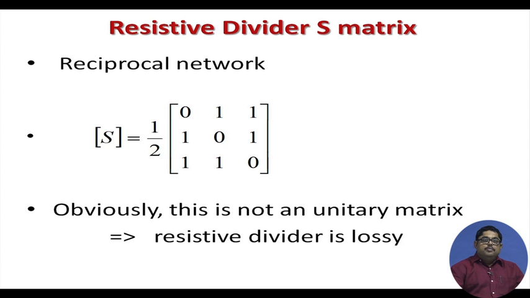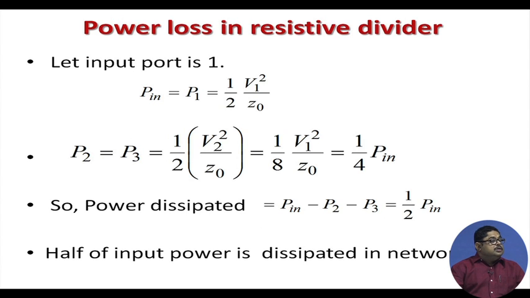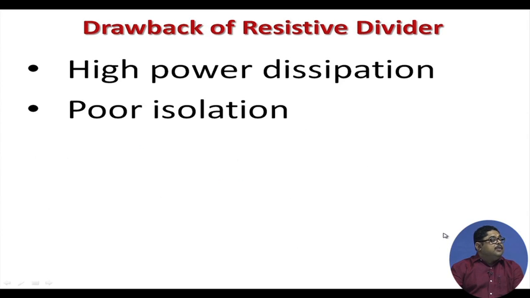Its isolation is poor, it has loss. Now, how much power is lost in the resistive one? For that we have made this calculation. Power dissipated is half. So, whatever power I am giving, half of the power is getting dissipated in the device. In case of non-matched E-plane T-junctions or H-plane T-junctions, we are getting that in mismatch there is 1/4 power going. Here that is absent, but in loss half of the power is going. So, half of the power is dissipated in the network. If you are ready to suffer that, you can use the resistive divider. So, the drawback of the resistive divider is this.